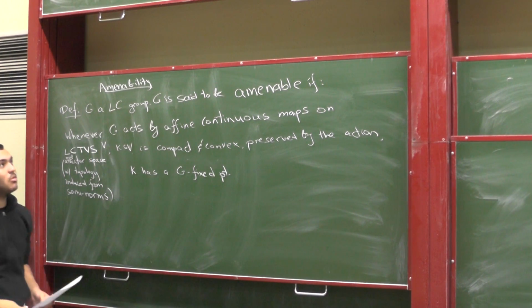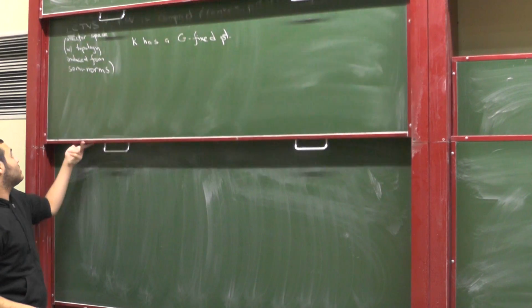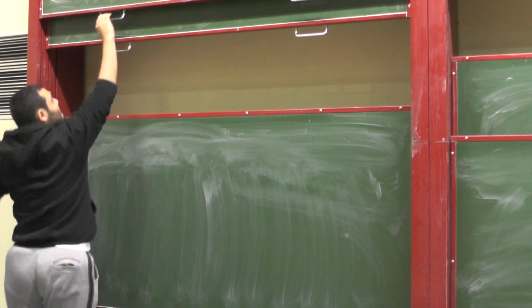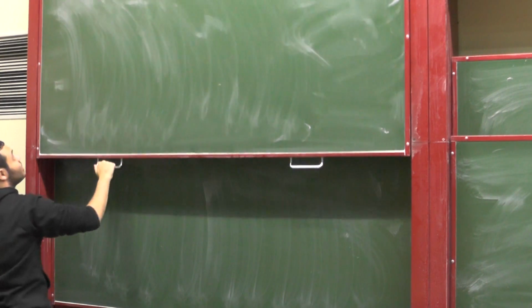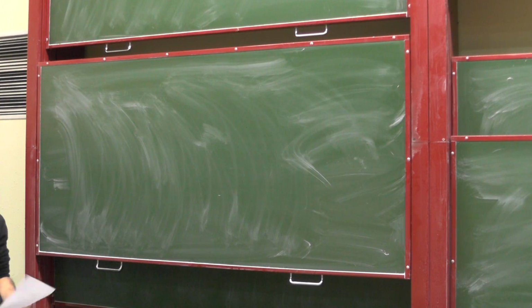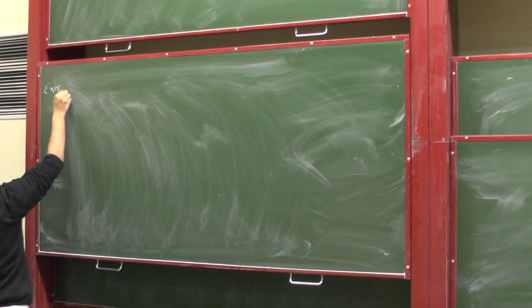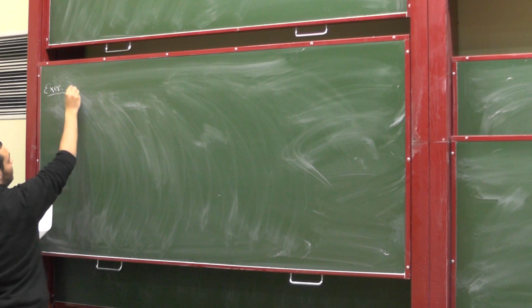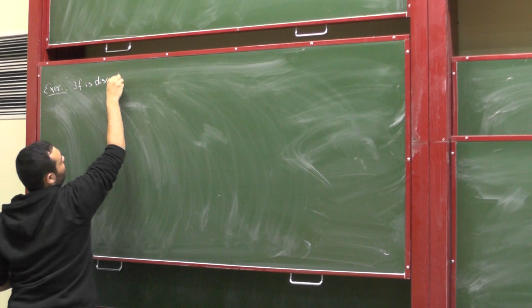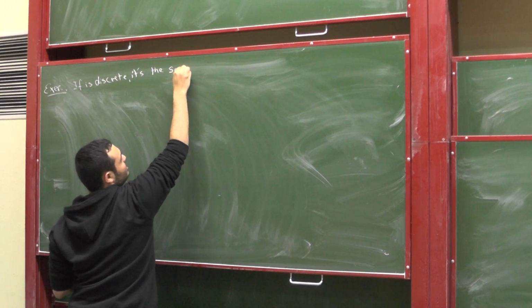So this is probably not the first definition that one sees when dealing with amenable groups. Usually the first definition is in terms of a mean on the group. So, exercise: if G is discrete, it's the same.